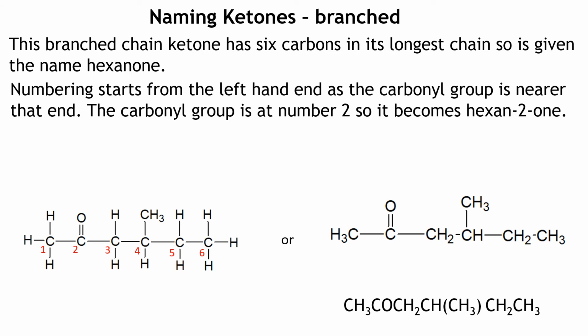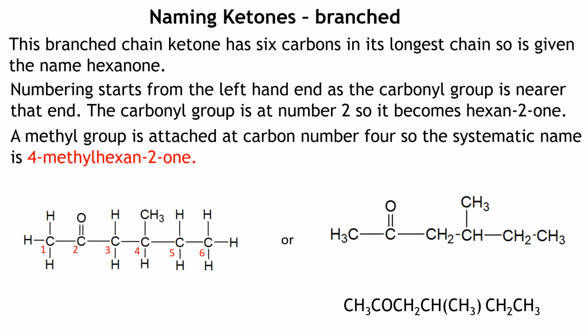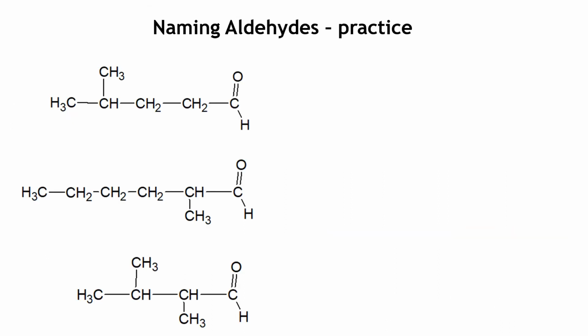However, we have a methyl group at carbon number 4, so this would be 4-methylhexan-2-one. Note that the carbonyl group will determine the numbering of the molecule rather than the methyl group.